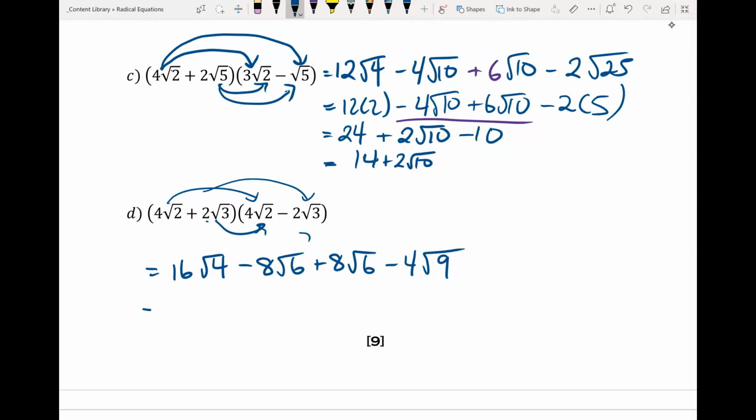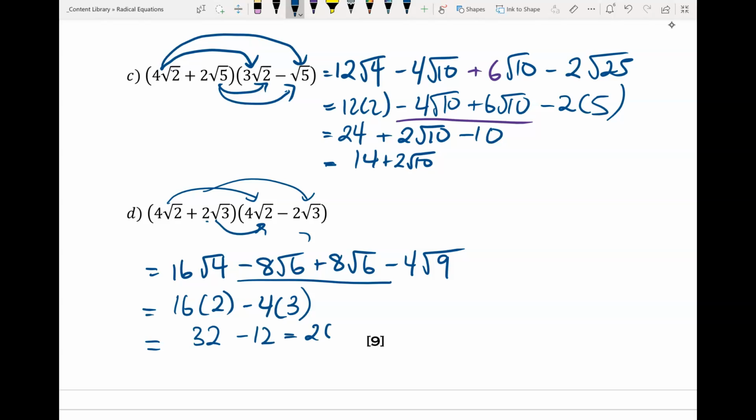So let's simplify this. The root of 4 is 2. This cancels out. Negative 8 root 6 plus 8 root 6 cancels out. And then root 9 is 3. 16 times 2 is 32. 4 times 3 is 12. So 32 minus 12 is 20, and that's our final answer.